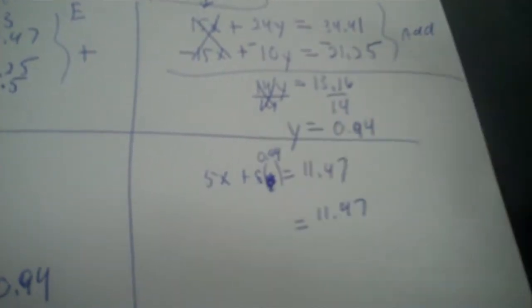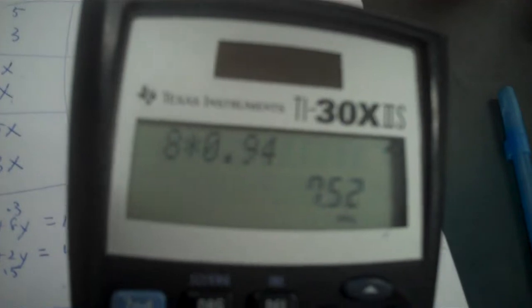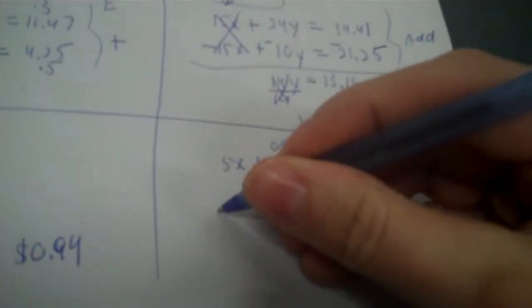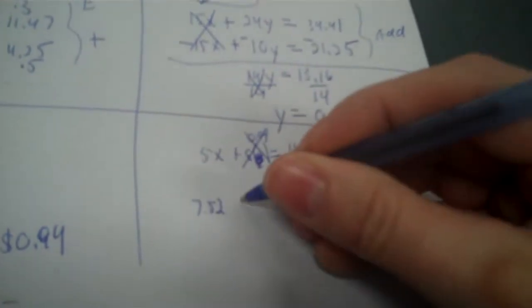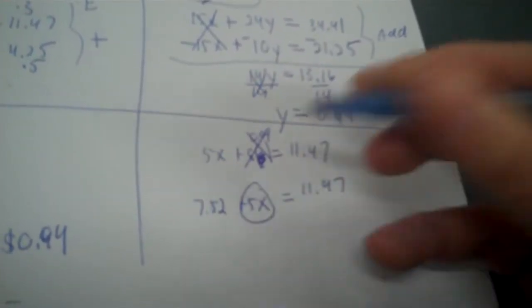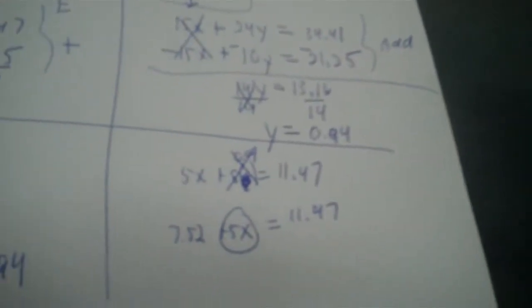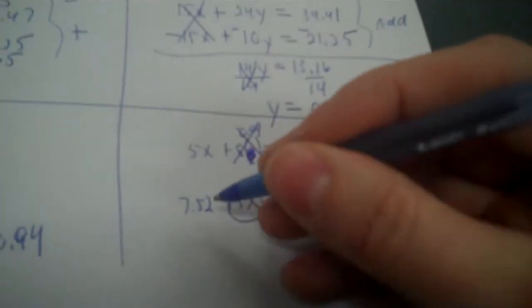So I take 8 times 94 cents. 8 times 0.94 is 7.52. Not 7.52y. It doesn't have a letter anymore. And then plus 5x. Don't put a letter on the 7.52. That's a constant now. So I subtract 7.52.